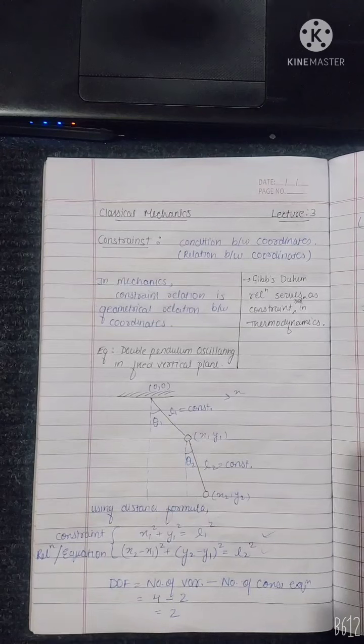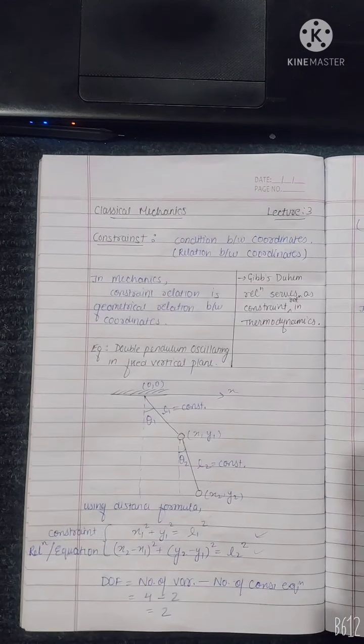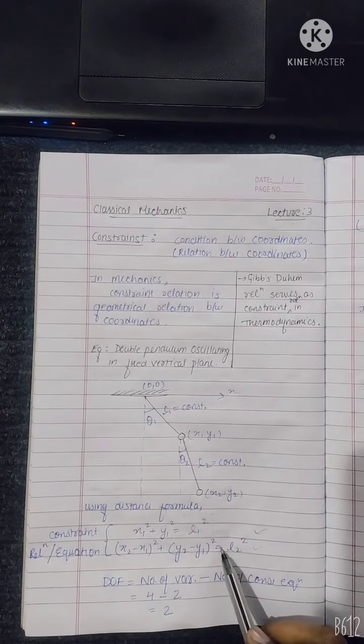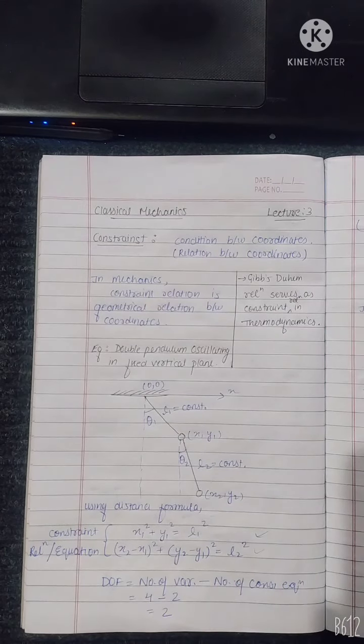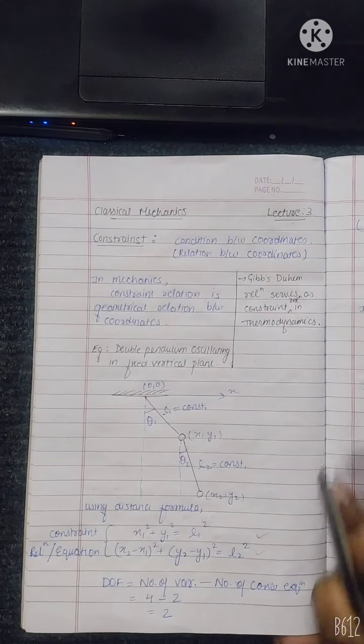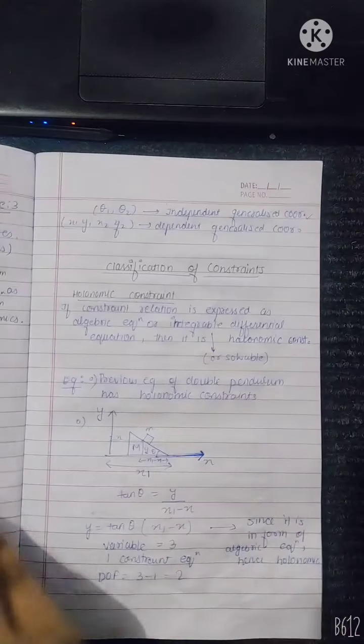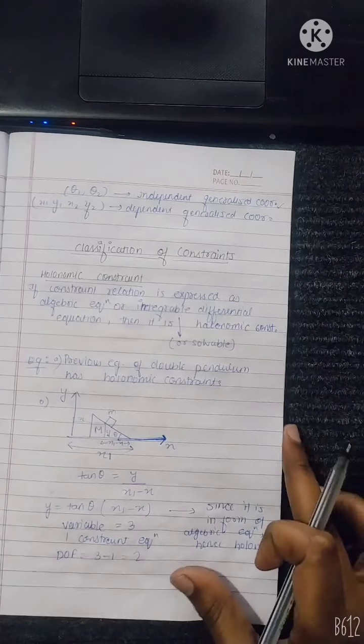We solved here the question of the double pendulum. In this question we can see these two relations which are given. These are basic algebraic relations. Since they are basic algebraic relations, it is a holonomic constraint. The constraint here mentioned is holonomic.